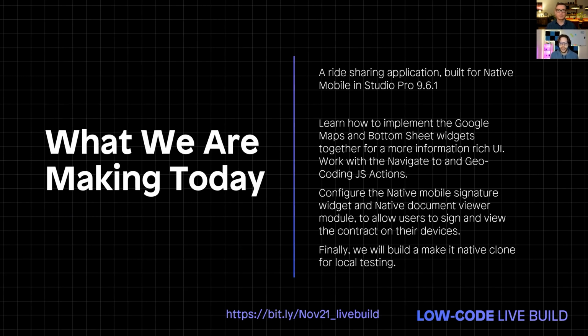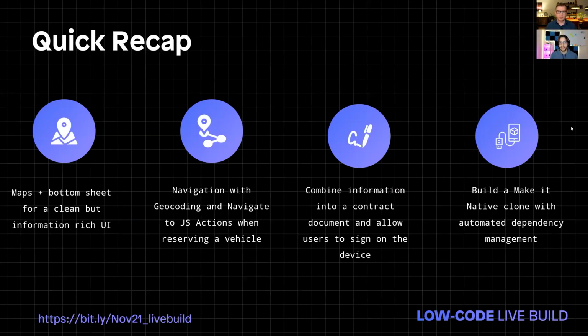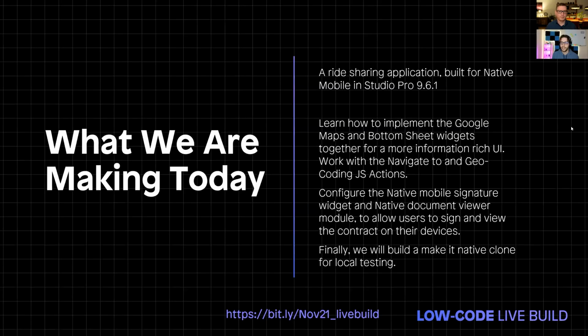So users will be able to sign up for an account and log in. They'll be able to browse vehicles nearby on a map view. Once they select one, they can then reserve and rent that. And all of that information is bundled up together into a PDF, and the user can sign that on the device. As always, there's a bunch of other stuff in this project. So I encourage everyone to download the project files, take a look at them, play around like Jan says, and just experiment.